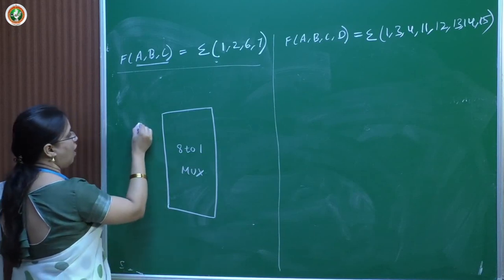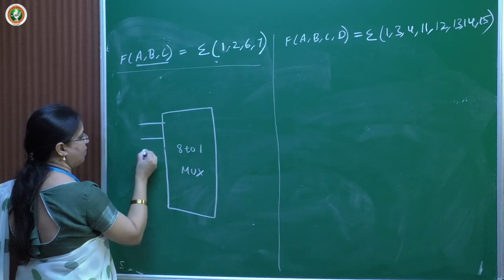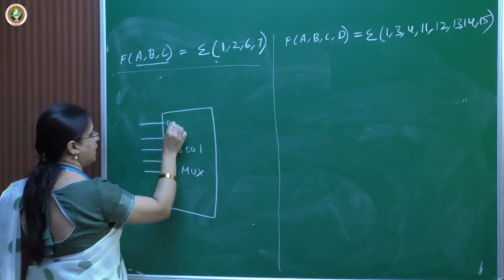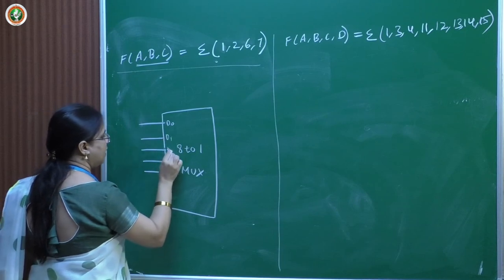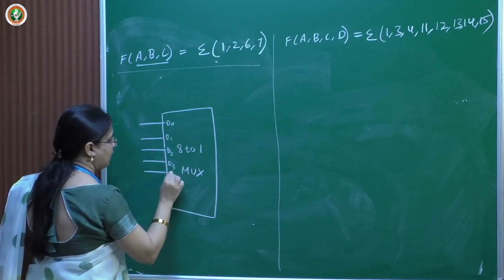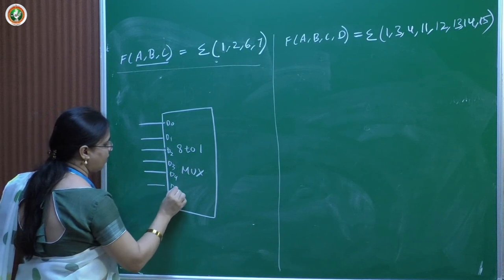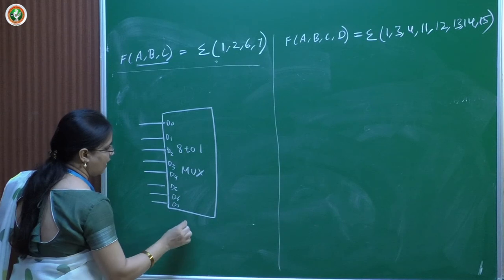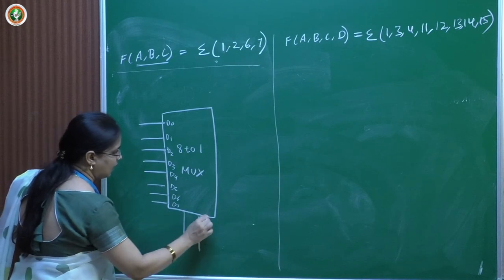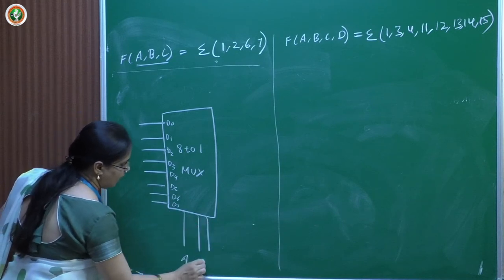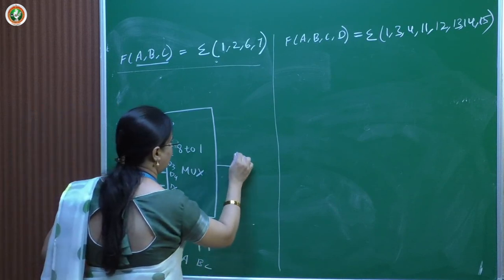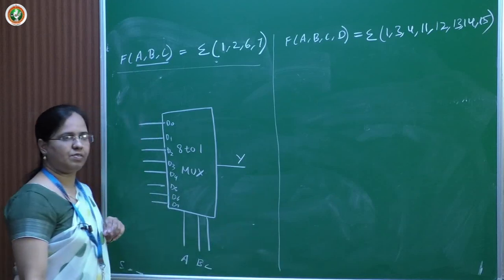So now how many inputs will be there for this? The data inputs: I will be having D0, D1, D2, D3, D4, D5, D6, D7. And how many select lines? I'll be having A, B and C. Then there will be one output, that is Y.